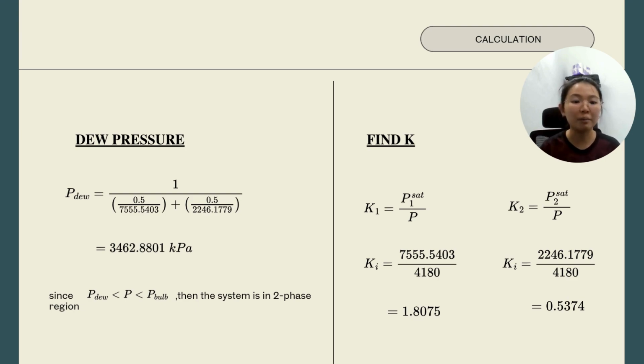To see how components split, we look at our equilibrium K values. The ethane gives us a K value of 1.8075, meaning it strongly prefers the vapor phase. The propane sits at 0.5374, meaning that it prefers to stay in the liquid phase.